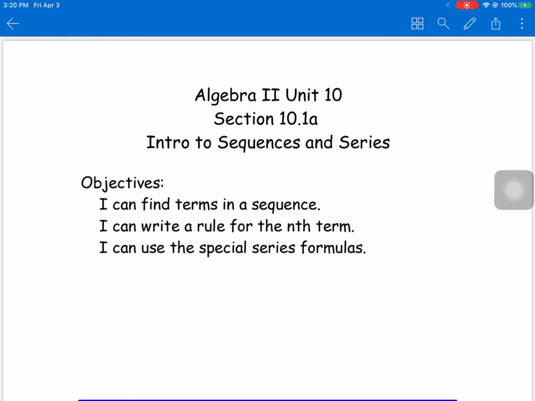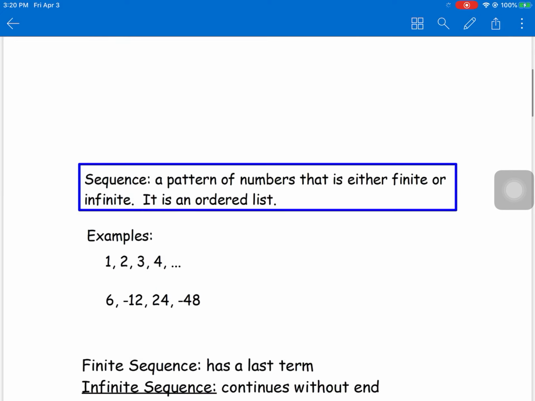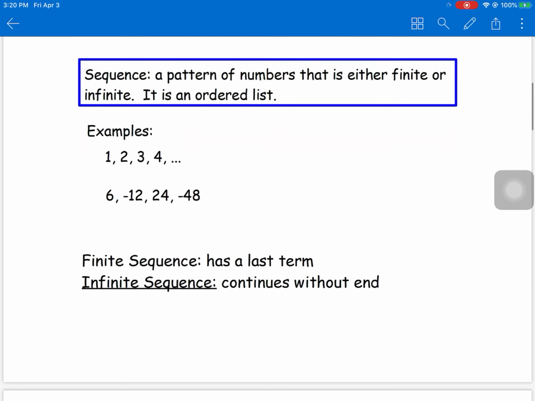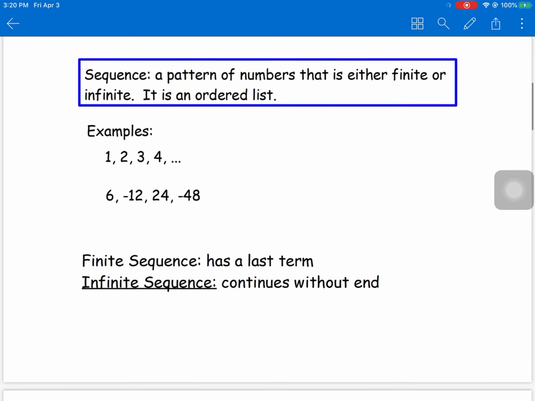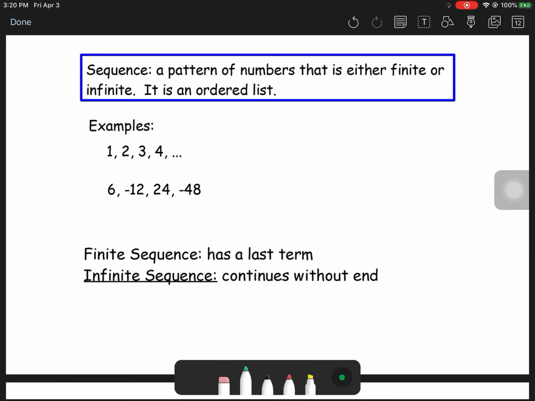In this lesson, we're going to introduce sequences and series. A sequence is a pattern of numbers that's either finite or infinite. Remember, finite means that it ends or stops. Infinite keeps on going. In the first example, 1, 2, 3, 4, dot, dot, dot would be infinite because the dot, dot, dot means that it keeps going.